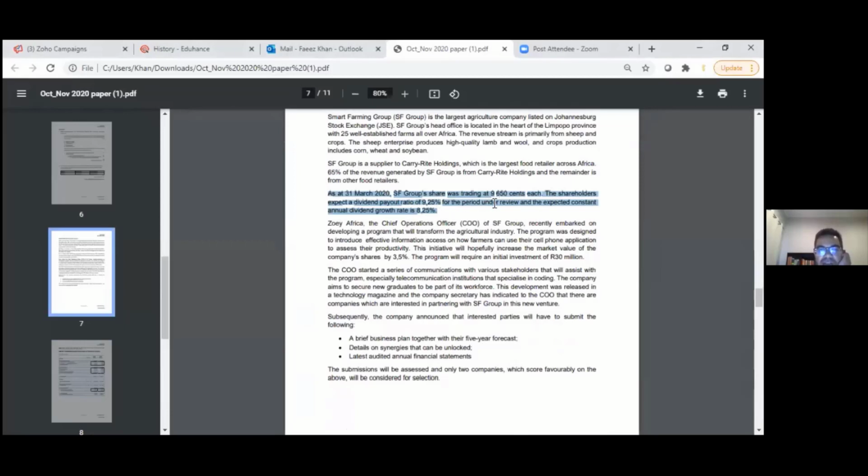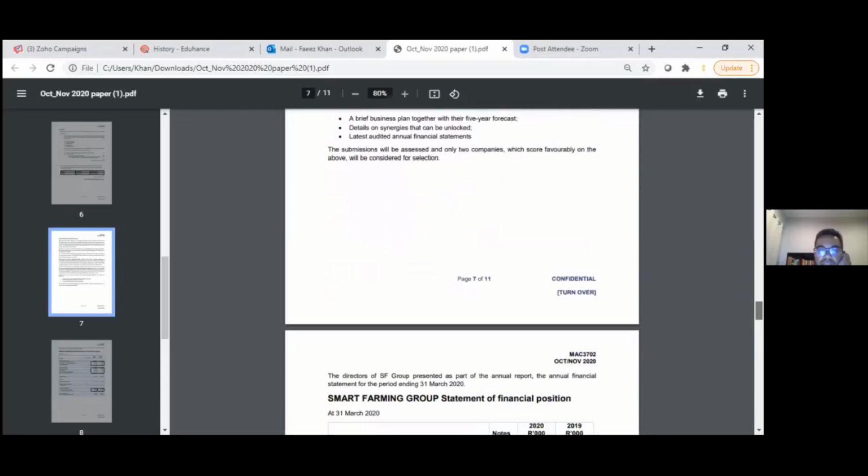I have the value today, 31 March 2020, of 9,650 cents. If I divide that by 100, it is 96.50. And then I have an expected dividend payout ratio of 9.25%. That is not my dividend, but dividend payout ratio. Remember, the payout ratio is a percentage of total earnings.